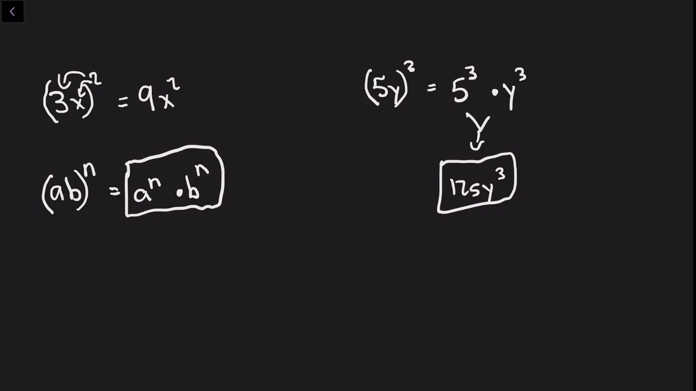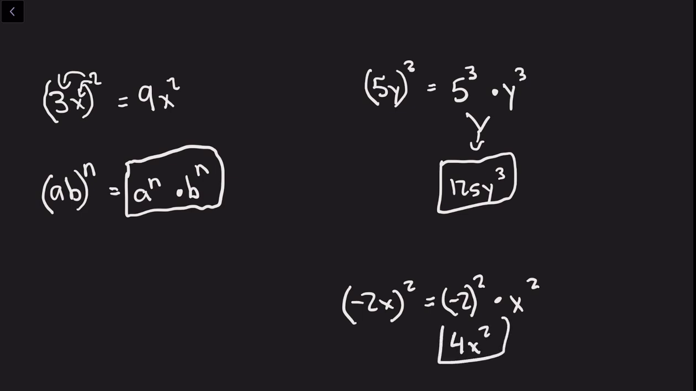Now let's look at a trickier one. If we have negative 2x all raised to the second power, what is our answer? So we're going to distribute the charge, that second power, to the negative 2. So we'll say negative 2 squared, and I'm going to put the negative 2 in parentheses so I know to include the negative when I calculate. And then we can multiply this by x squared. Well, what's negative 2 squared? Negative 2 times negative 2, the negatives cancel out, and we'll just get 4 times x squared as our final answer.